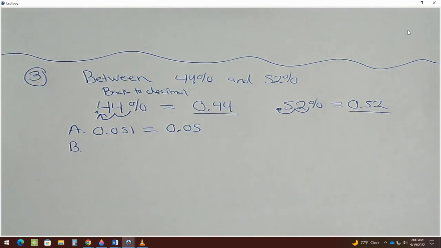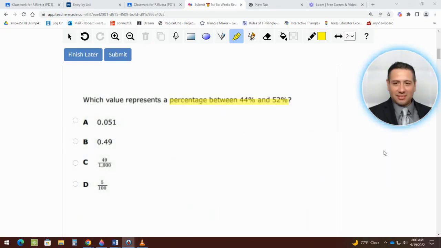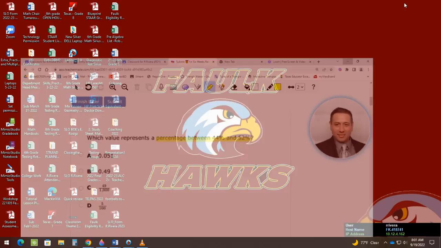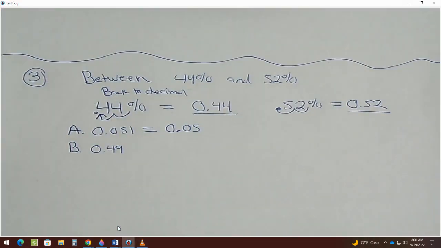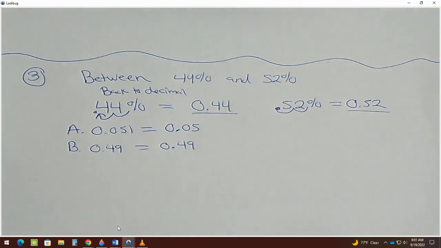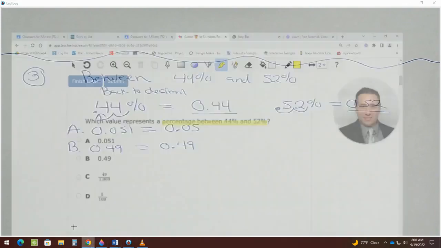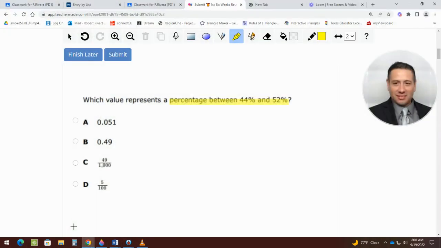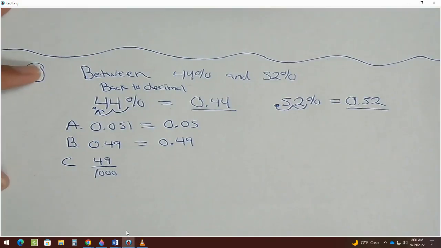So I'm going to go check B. We have already B. Now let me ask you a question. Is that already in money? Letter B. Yes. Yeah, good. So I'm going to just say, okay, letter B. That's already 49 cents. Okay? Yes? Letter C. Is that in money? No. That's a fraction. That's in fraction.